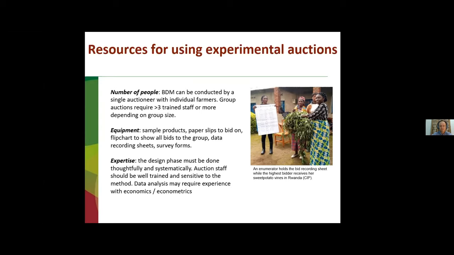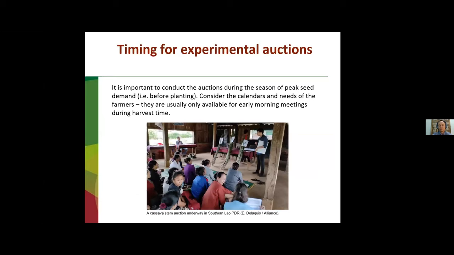In terms of expertise, there is some care that needs to be taken during the design phase. So you need to think about statistical power. You need to think about ordering your treatments and what kind of treatment levels. So that takes a bit of thought. Auction staff need to be well trained, and they need to be sensitive to the method itself. So they need to understand what the experiment is actually trying to do. And data analysis may require experience with economics and econometrics, especially if you want to go more into the willingness to pay models development side of things.